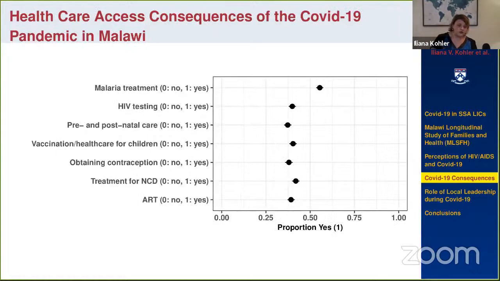The implications of the pandemic go beyond economic consequences, and they also affect access to healthcare, or the worries of our respondents in terms of access to healthcare. This figure shows that more than 50% of our respondents are worried about getting access to malaria treatment as a result of the pandemic. Substantial fractions of our sample are worried about getting access to HIV testing, to ART, to pre and postnatal care, to treatment for NCDs, or vaccination for children.